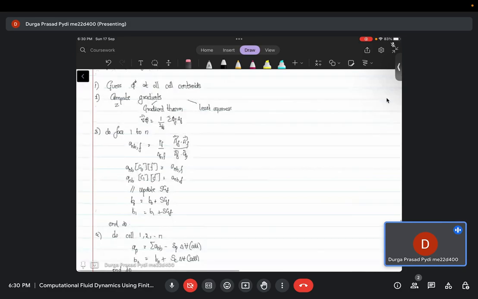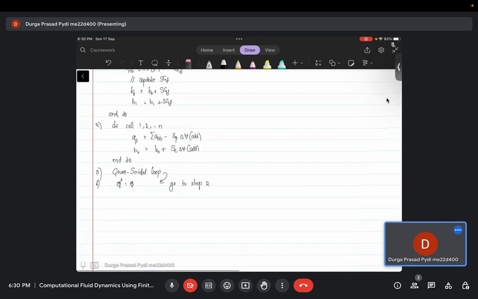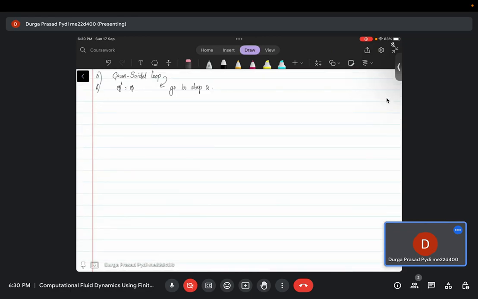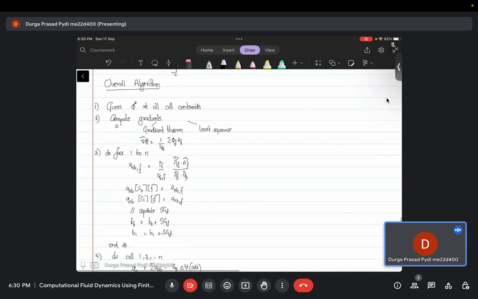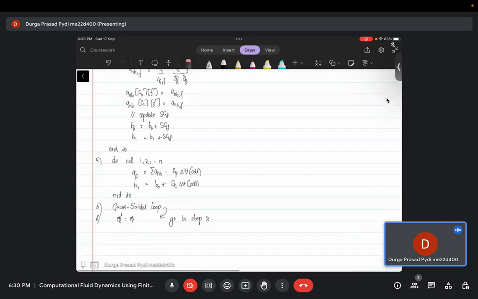So how do we calculate these gradients? Say using the gradient theorem. So use this approximation to get the values of gradients, and that is what we will be using later. So the algorithm is straightforward.